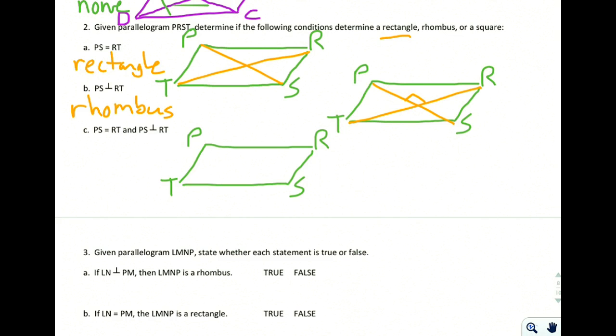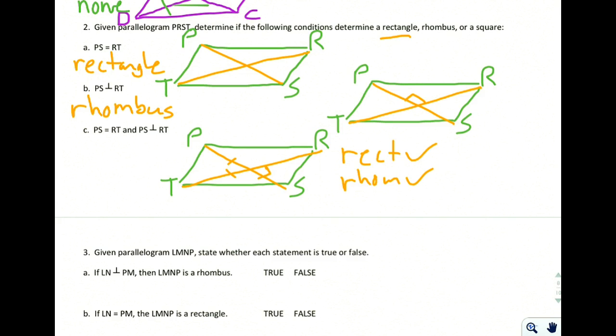And then the last one, PS equal to RT. So they are the same length. And PS is perpendicular to RT. So we have proven that it is a rectangle. With the first statement, we've proven that it's a rectangle. And with the second statement, the right angle in the middle, we have proven that it is a rhombus.